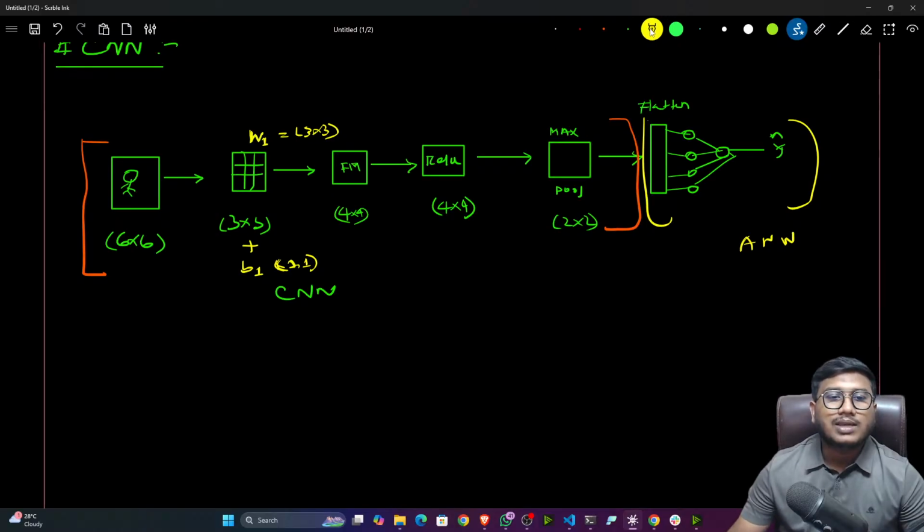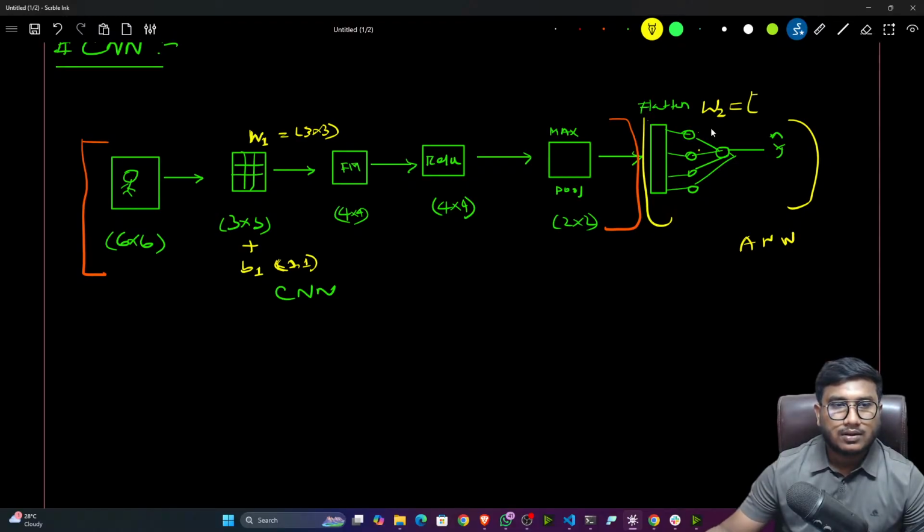Now again another weight you will be getting in the artificial neural network. So here you will be getting some weights. Let's say I can consider this weight as W2. And how many weights are you having here, guys? You can see 1, 2, 3, 4. So here you'll be getting four weights.